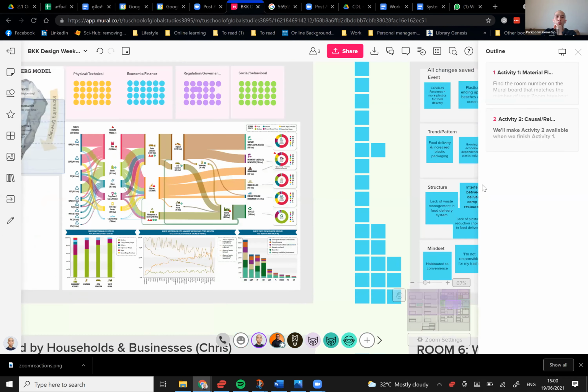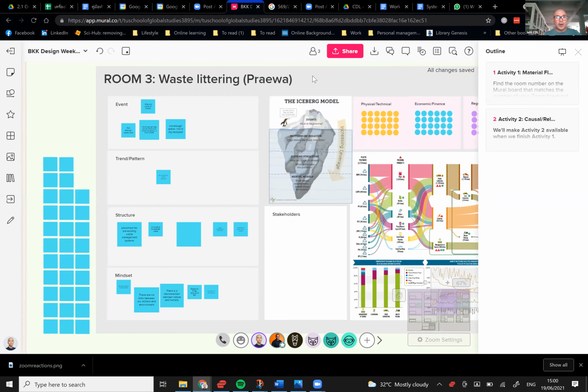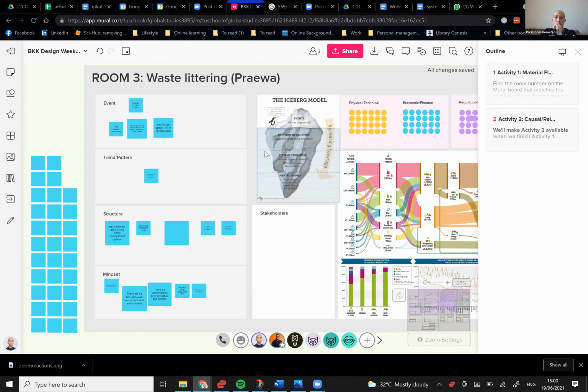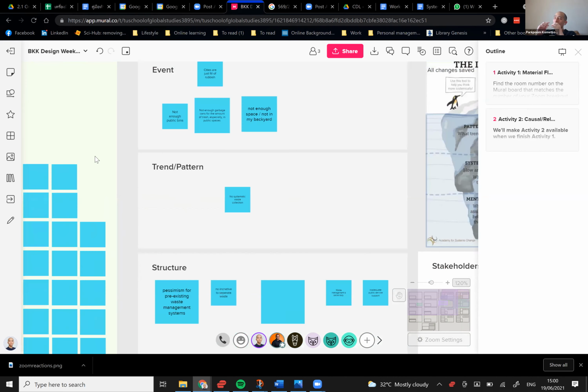Which room were you at, Jet? We're at Prawa's one, the one that says waste. Right. When you talk about waste littering, let me get back to the mindset. I think everyone in the different rooms agrees on this in common: they share a similarity of the ecocentric mindset, because this is where it all connects, right?